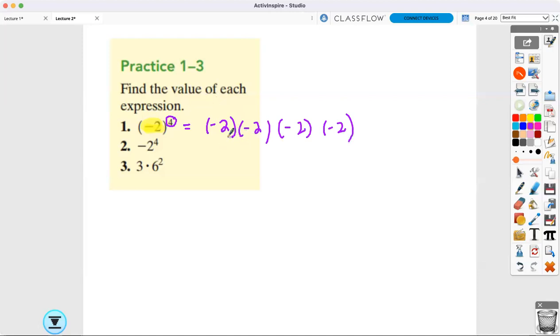-2 times -2, that's a positive 4. Bring down everything else that we didn't do yet. A 4 times a -2 is a -8. Bring down the -2. -8 times -2, two negatives make a positive. 16, and we're done.